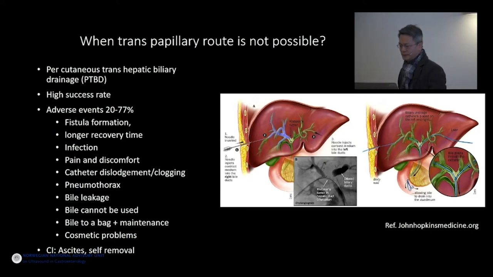So when you fail with ERCP, the next step is that you might try percutaneous drainage, which has a very high success rate, but it has a bunch of adverse events, with more than 70% adverse event rate, with fistula formation, infection, clogging, dislodging of the catheter. It gives a lot of pain and discomfort to the patients. You also have to drain the bile outside of the body, so you can't use the bile physiologically. It is also contraindicated in case of ascites, and where patients are removing the catheter by themselves.